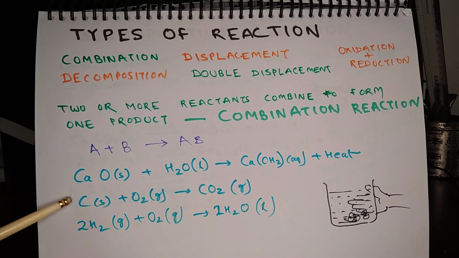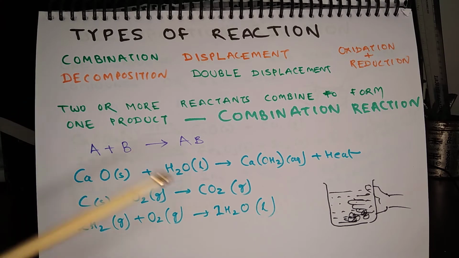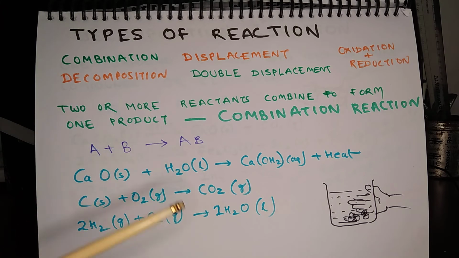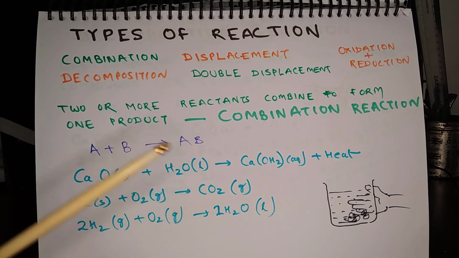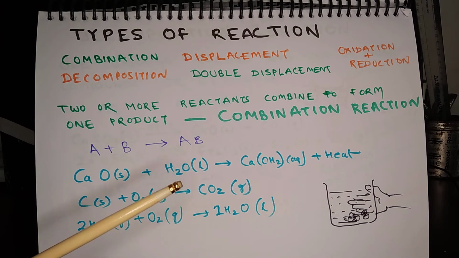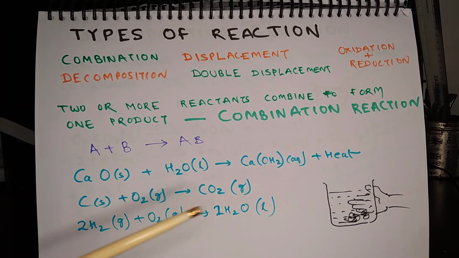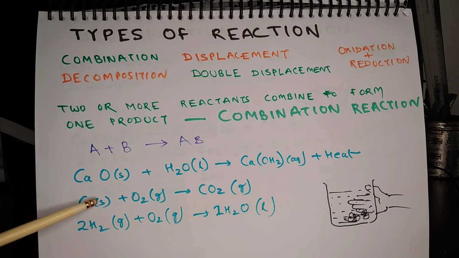Another example is C plus O2 is equal to CO2. This is nothing but if you are burning something, say coal, then you are burning carbon or any other fuel. In burning a fuel, what happens? Carbon is getting oxidized to produce carbon dioxide. So this reaction shows the combustion process.